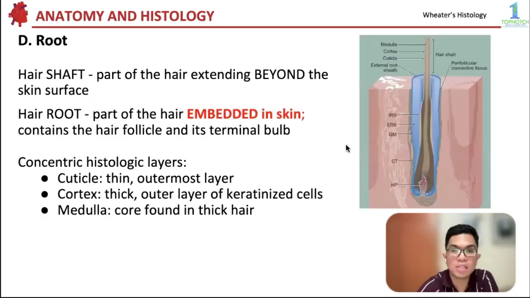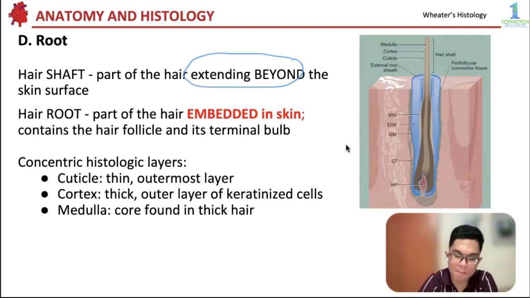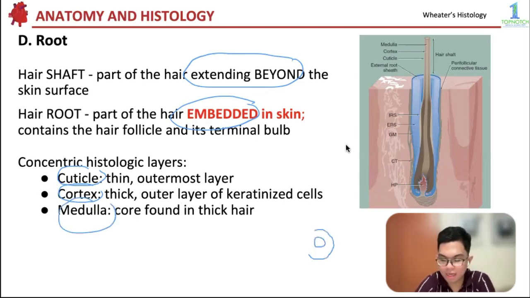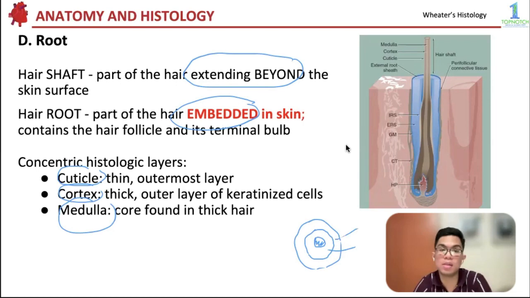Okay? And true enough, this figure is from Wheater's. So extending beyond the skin is the hair shaft; the hair root is embedded. And there are three concentric histologic layers. The outermost is the cuticle. The thick middle portion is the cortex. And the medulla is the core of any hair. So it looks like this: first, this is the medulla. Then this is the cortex. And last is the cuticle. Okay?